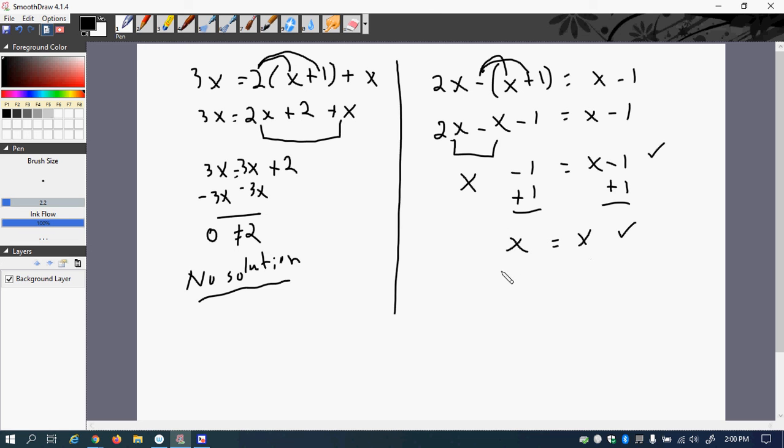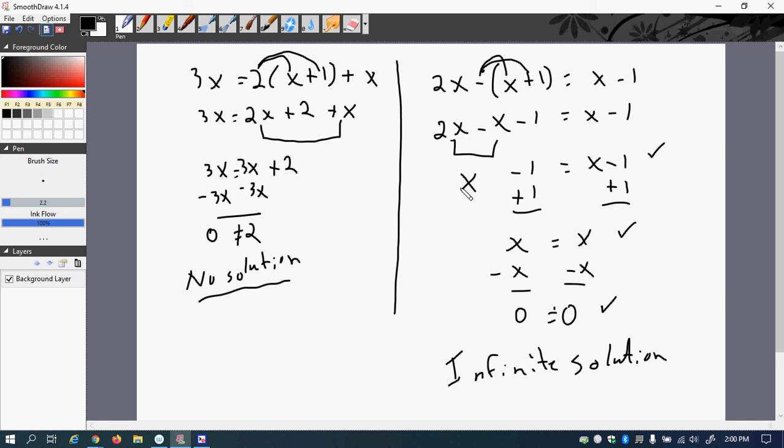But if you still didn't see that, you could subtract x from both sides. And so you get 0 equal to 0. And so this is also true. In all three cases here, you can see that they're always a true statement, which means that no matter what number I put in here, any number will work. And so that's what we call infinite solutions.